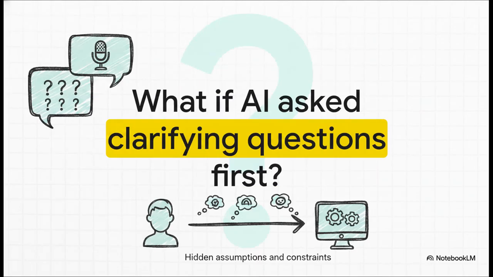But we can take this a step further. What if, instead of just guessing what you wanted, your AI actively interviewed you before doing any heavy lifting? This brings us to reverse prompting. Instead of throwing out a vague command like, build me a website, you force the agent to ask you 5 clarifying questions. This surfaces all your hidden assumptions and constraints first.